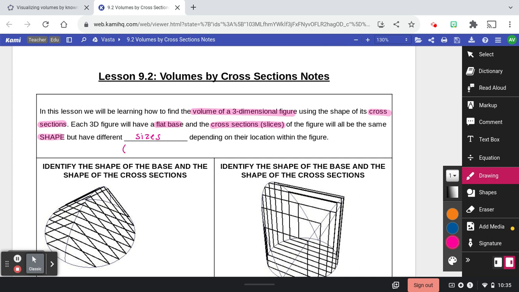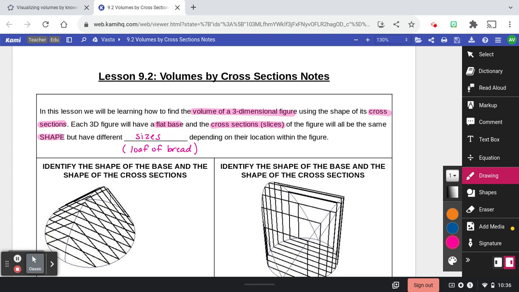I always think about this as being like a loaf of bread. If you look at a loaf of bread, maybe not the kind of white bread that you would buy at the store, but like a sourdough bread or something, the base of that bread's going to be flat. And when you slice it, all of the slices are going to be the same shape, but the slices that are closer to the ends of the loaf are going to be smaller than the slices that are in the middle, even though they're the same basic shape.